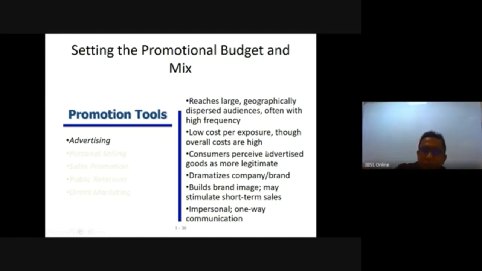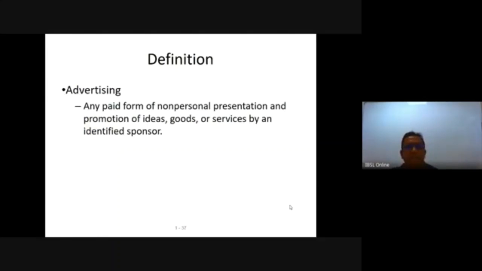Consumers perceive advertised goods as more legitimate. It dramatizes the company brand, builds brand image, and may stimulate short-term sales. It is impersonal, one-way communication. Remember, you just say something. Advertising is defined as any paid form of non-personal presentation and promotion of ideas, goods, or services by an identified sponsor, that means a manufacturer. Remember, it's not a personal presentation, it's non-personal, because you go through television or newspapers and so on.